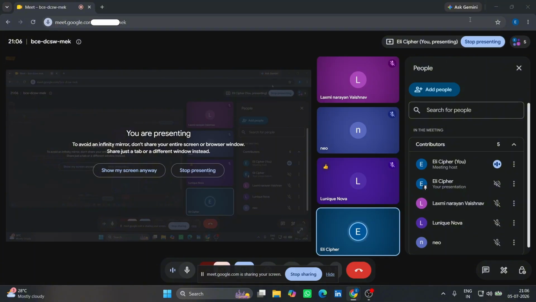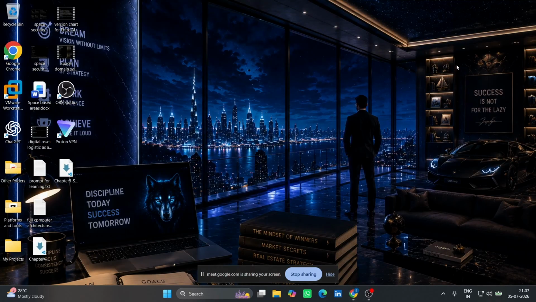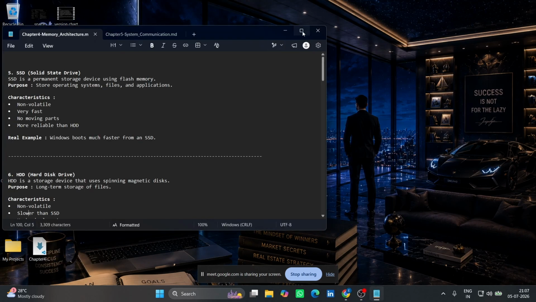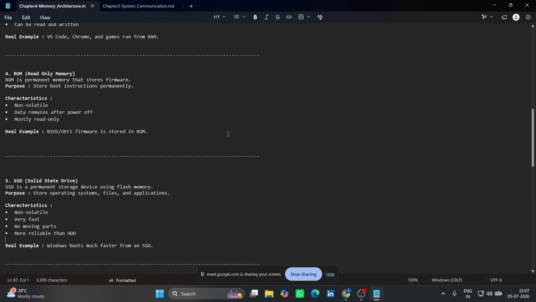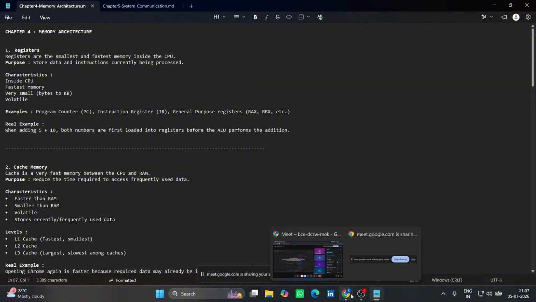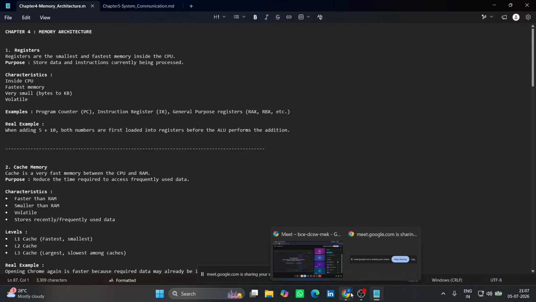So now we are moving towards a new chapter. From today we start a new chapter of computer architecture, which is our chapter number 4. And here we learn about memory architecture, right?